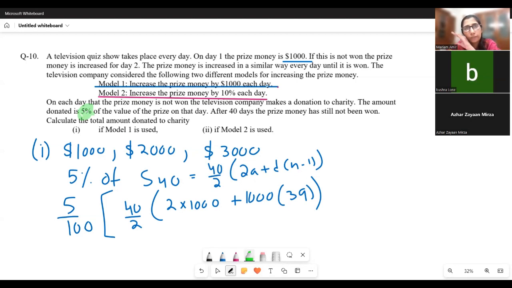तो आपने देख लिया कि 40 डेज का मिला के कितना सम है जो प्राइस मनी किसी ने नहीं जीता और उसका 5% फाइंड करना है. ठीक है, वरना बहुत लंबा काम हो जाएगा. हर दिन का 5% निकालना और उनको ऐड करना वो तो बहुत लंबा काम होगा. इससे बेहतर है कि हम सबका सम निकाल लें और उसका 5% निकालें. Tell me what we get here.